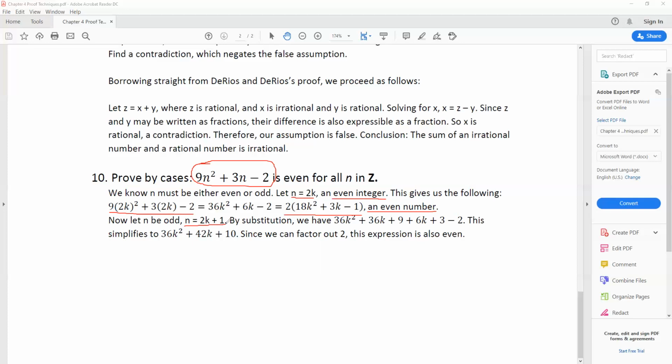And again, go back and substitute 2k plus 1 in for n in the original statement. That will eventually simplify down to 36k squared plus 42k plus 10. And of course, since 36 and 42 and 10 are all even numbers, I can factor a 2 out. And since I can factor a 2 out of this expression, that means that I have an even number. So we have shown, using the even case and the odd case, that 9n squared plus 3n minus 2 has to be even.